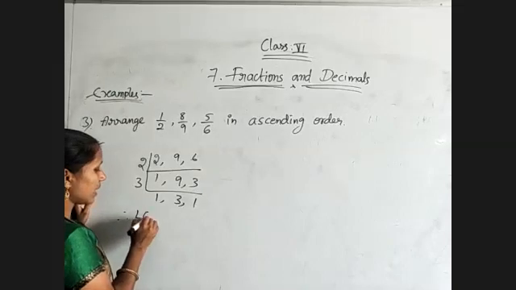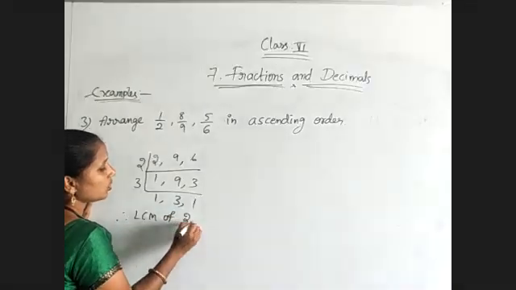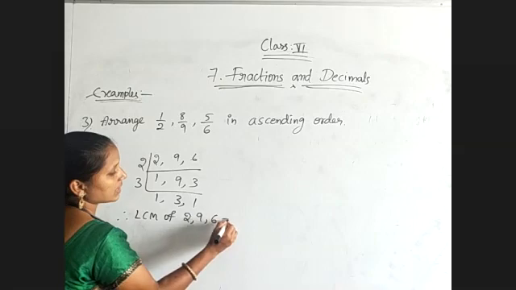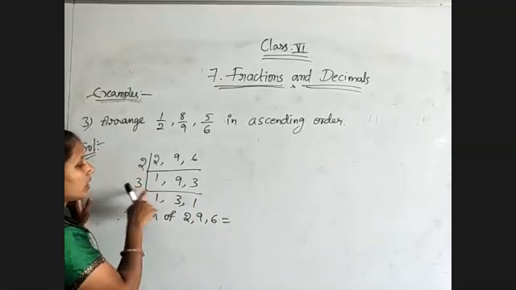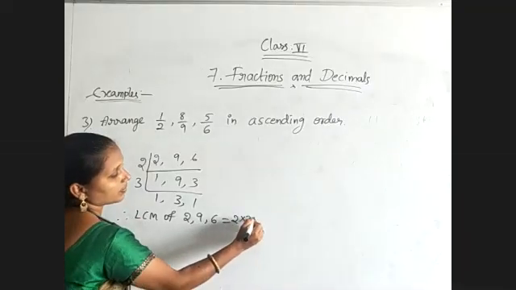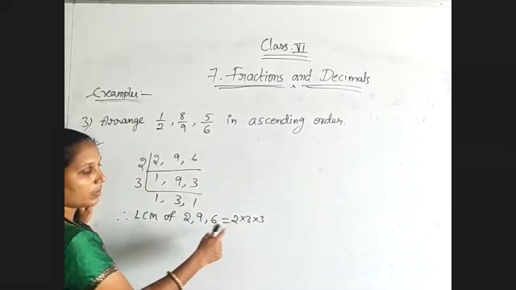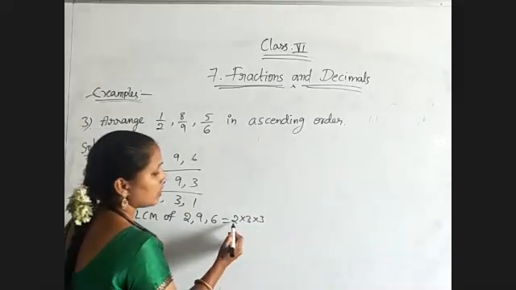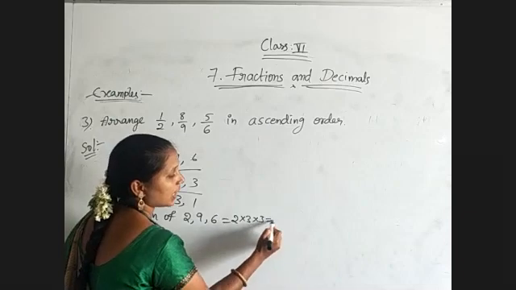Therefore, LCM of 2, 9 and 6 is equal to 2 into 3 into 3 into 1. No problem, if you are not writing 1, there is no problem. So 2 threes are 6, 6 threes are 18.